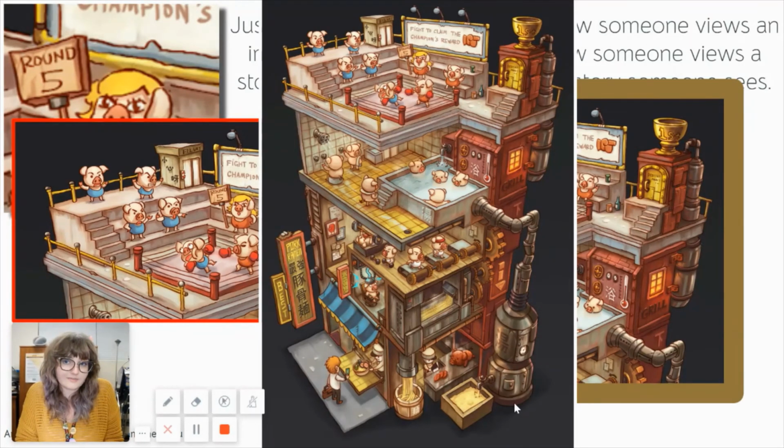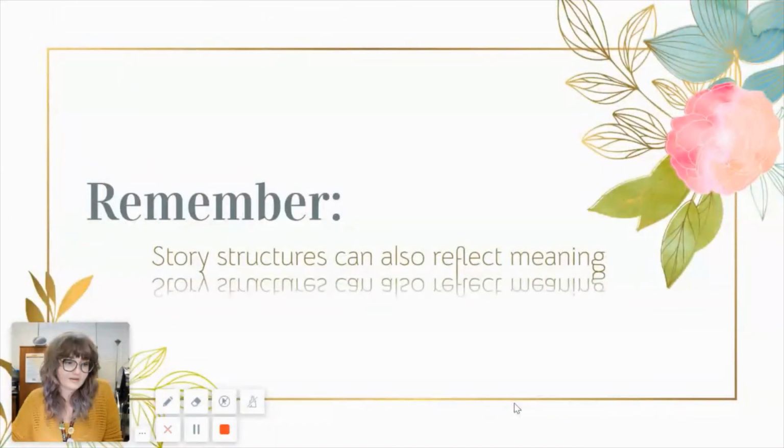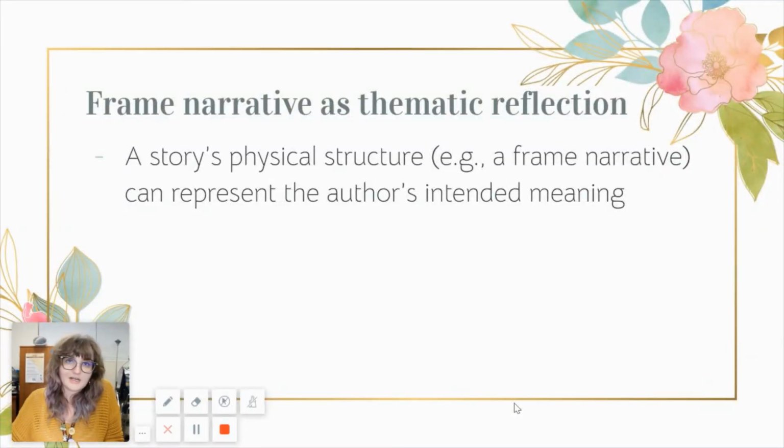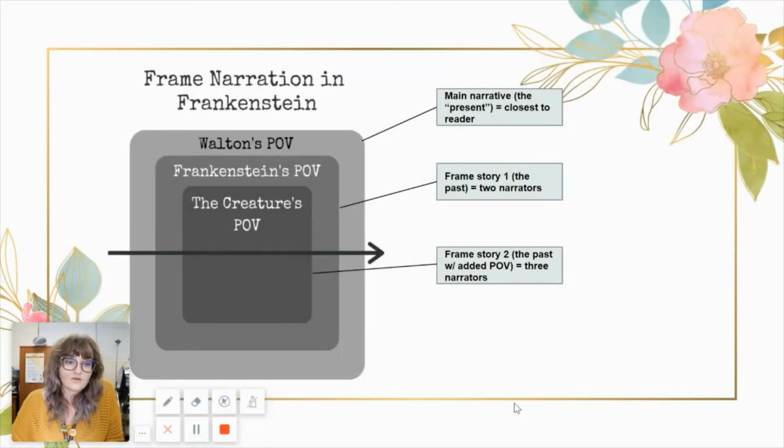Another thing to remember is that story structures can also reflect meaning. So what I mean by that is frame narrative as a thematic reflection. The story's physical structure can represent the author's intended meaning. So looking back at the frame narrative in Frankenstein, there are layers to this narrative. Shelley tells this story in layers.